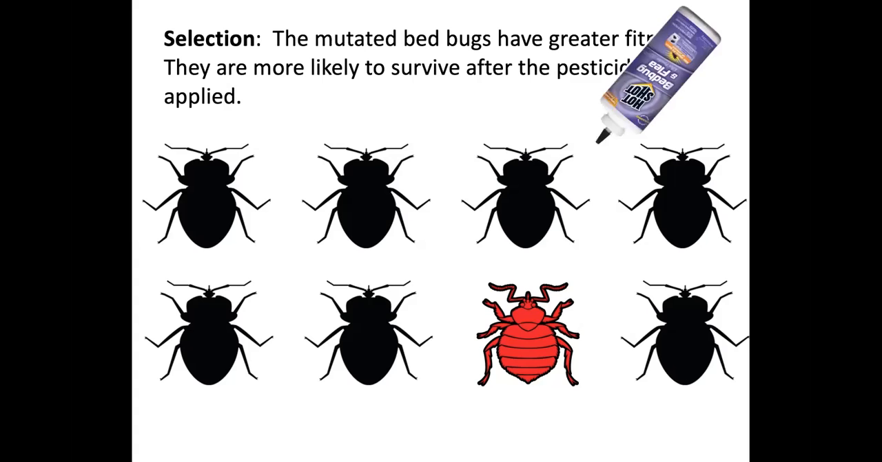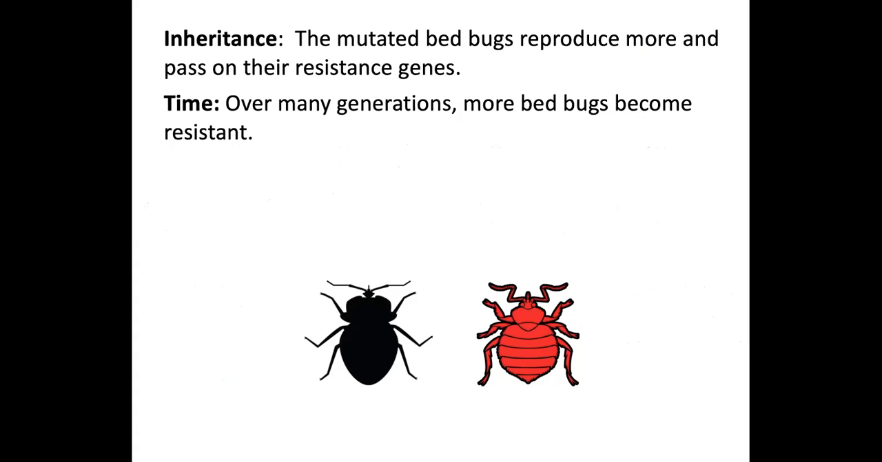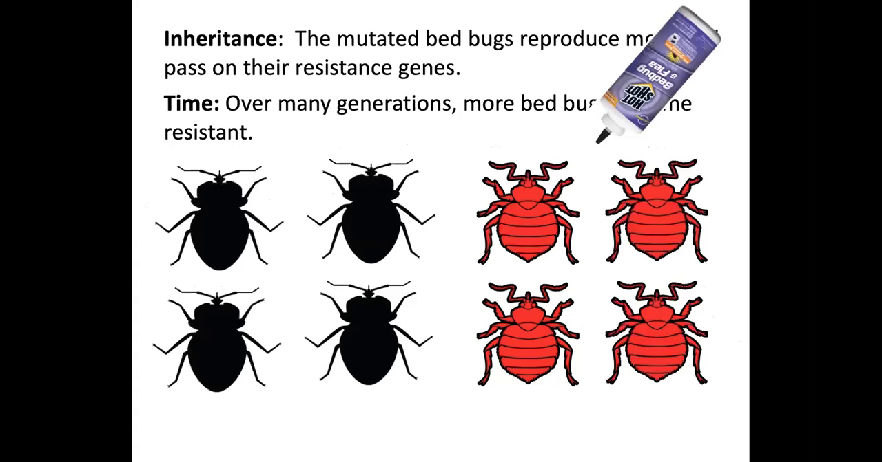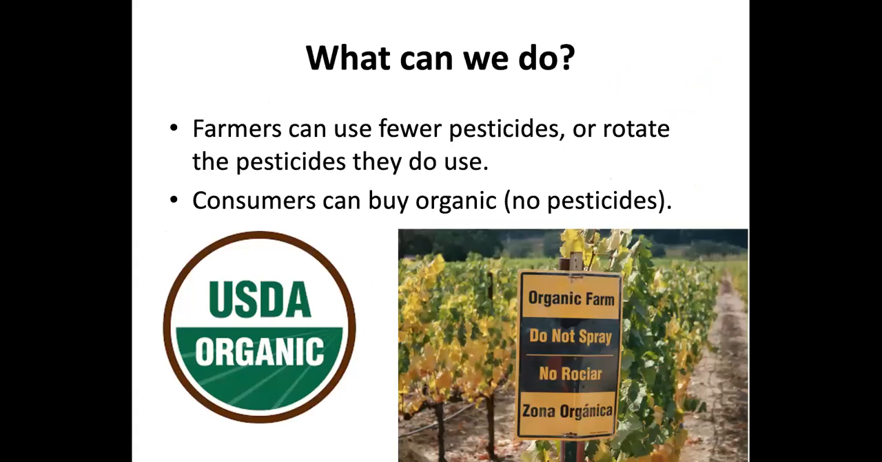So in comes our pesticide, okay? Away go the normal black bed bugs, and then eventually, over time, they are going to mutate. So then we come in again, we use a pesticide again, okay? Kills off the majority of the normal bed bugs, and then the mutated ones are still living, so therefore they are going to continuously keep reproducing, okay?